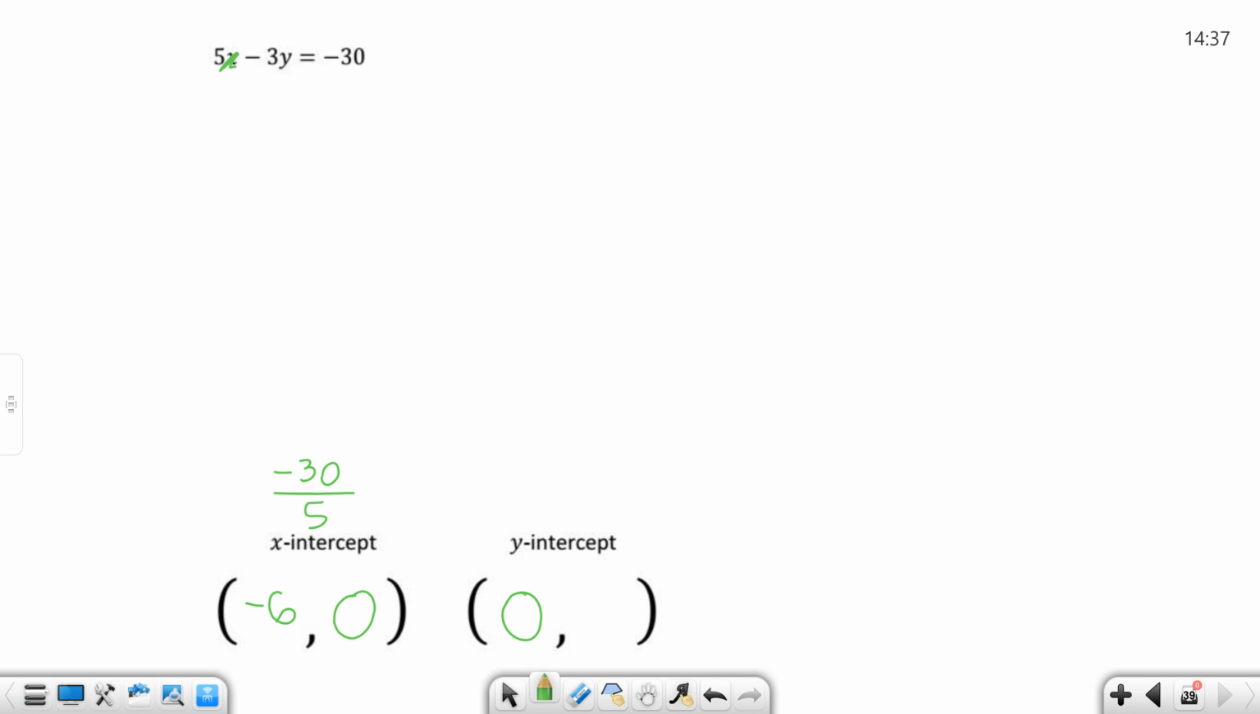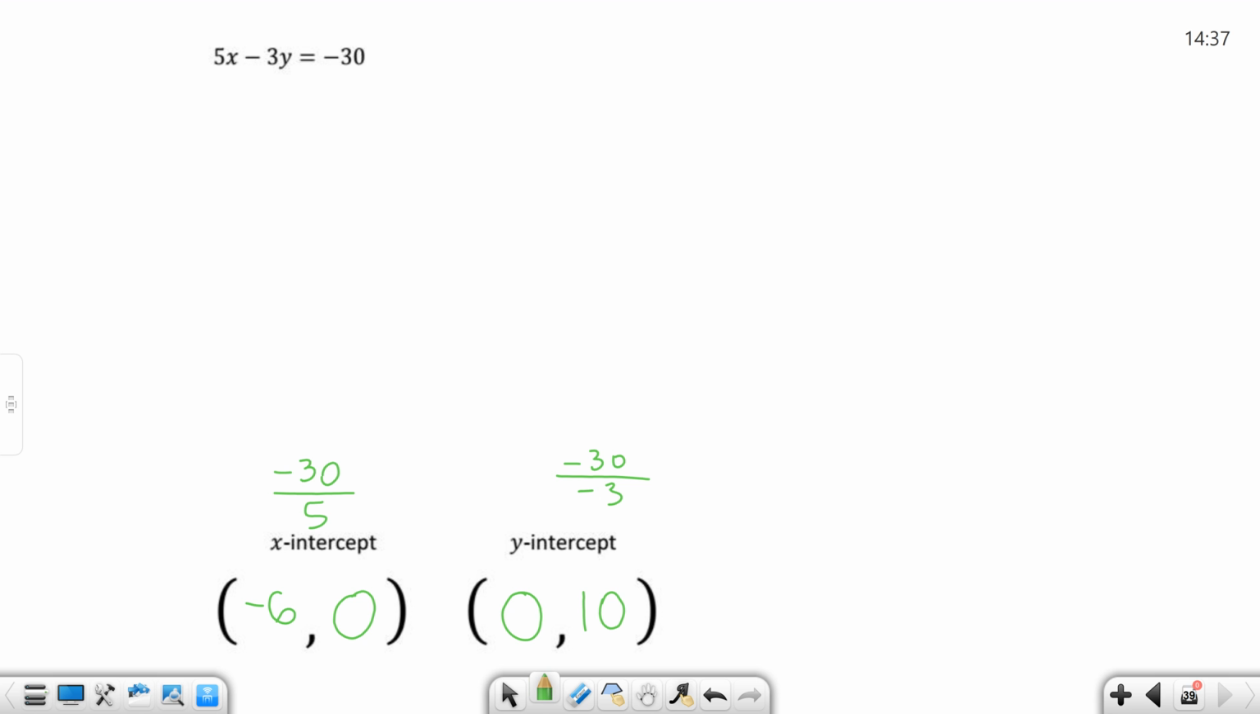So then we're going to cover this up. 5 times 0 is 0, that's gone. So negative 3y equals negative 30. So we divide both sides by negative 3. Negative 30 over negative 3 is positive 10. So the x-intercept here is (negative 6, 0), and the y-intercept is (0, 10).